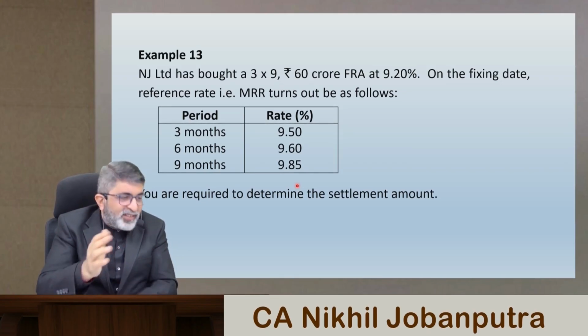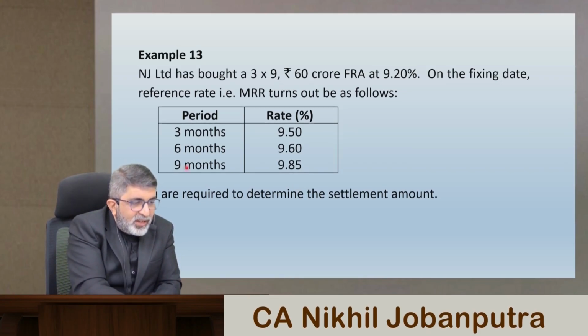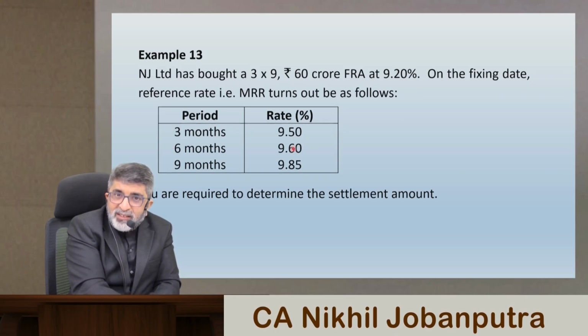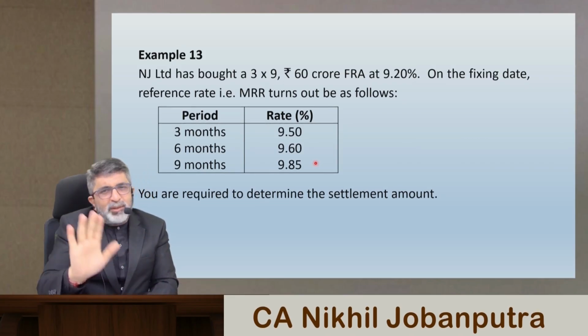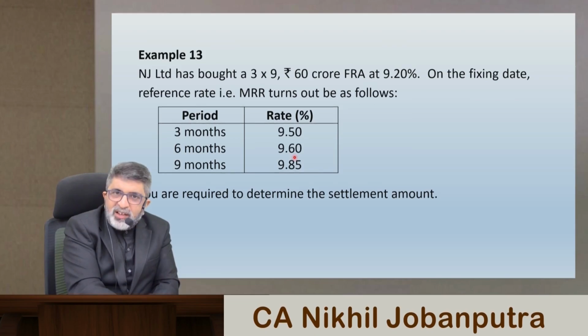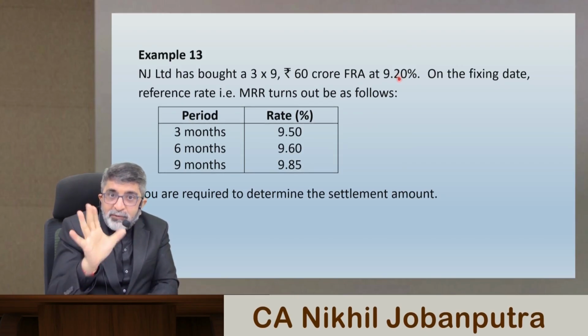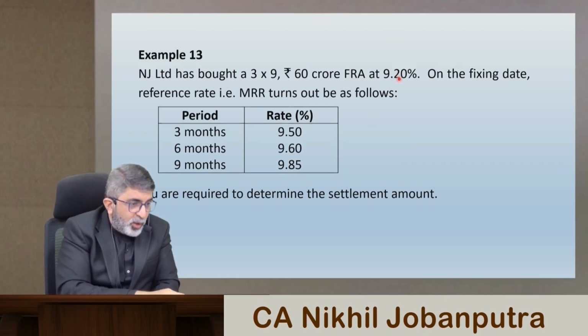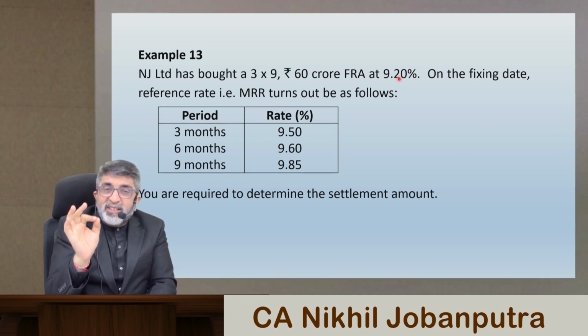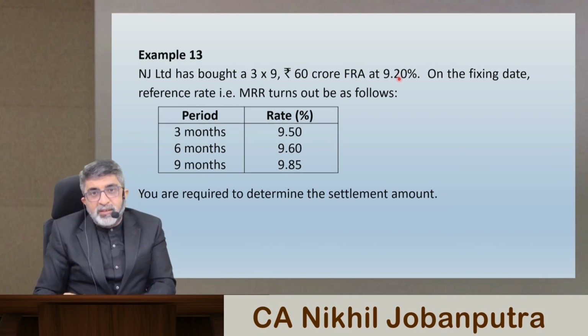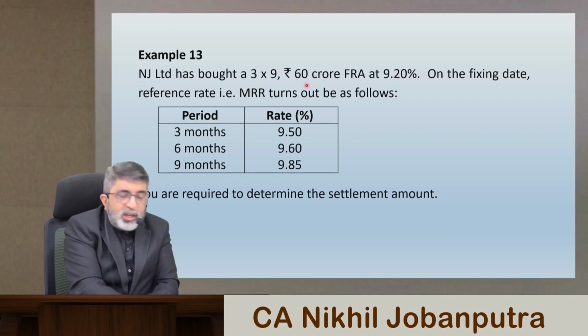In our case, that fixation date had given you the reference rate. Our relevant reference rate is the 6-month rate, which is 9.6% per annum. Now simple thing, 9.6% is the market reference rate, but you agreed to borrow at 9.2%. So you have definitely saved how much? 9.6 minus 9.2, you have saved 0.4%. 0.4% applied on the notional principal of rupees 60 crore.